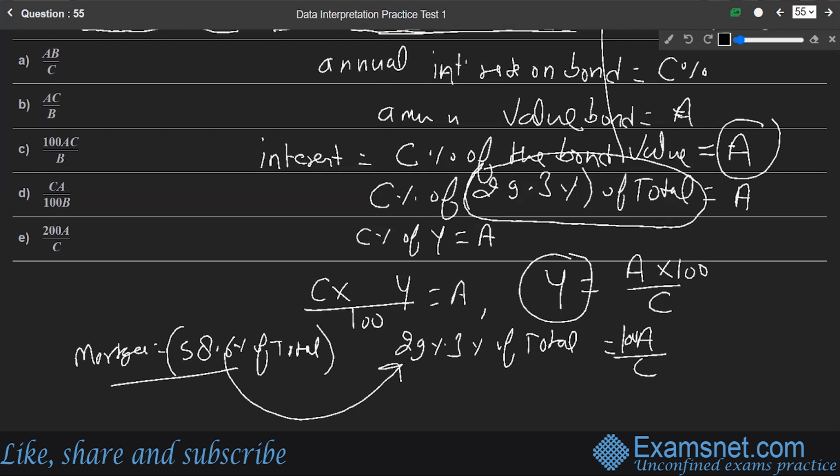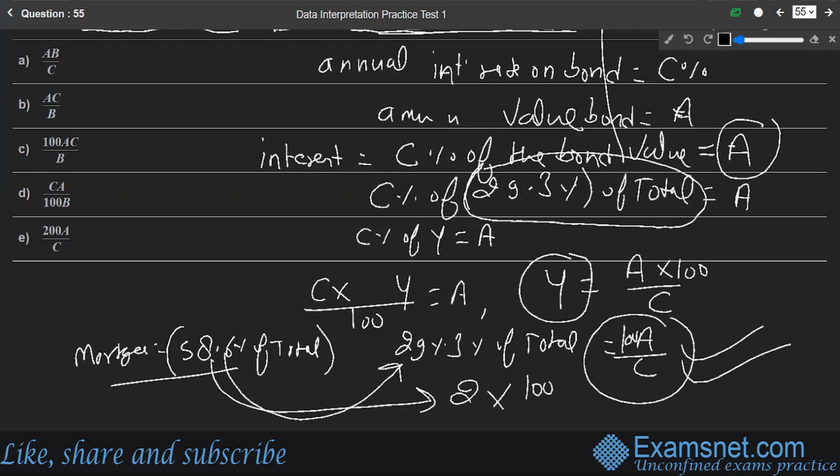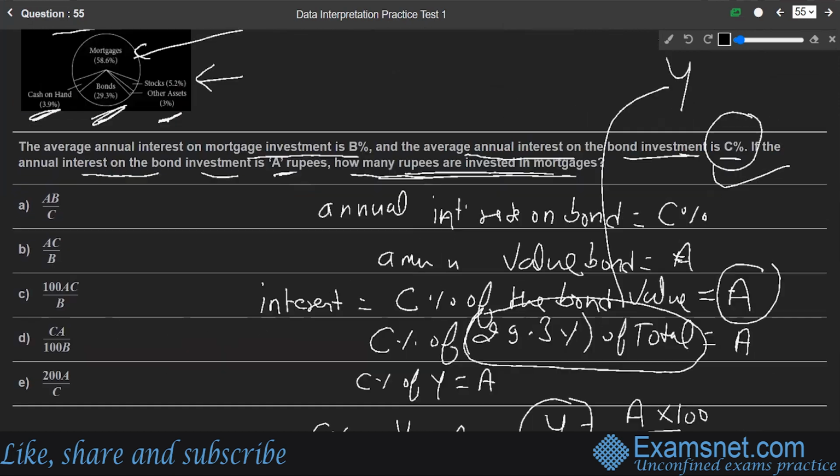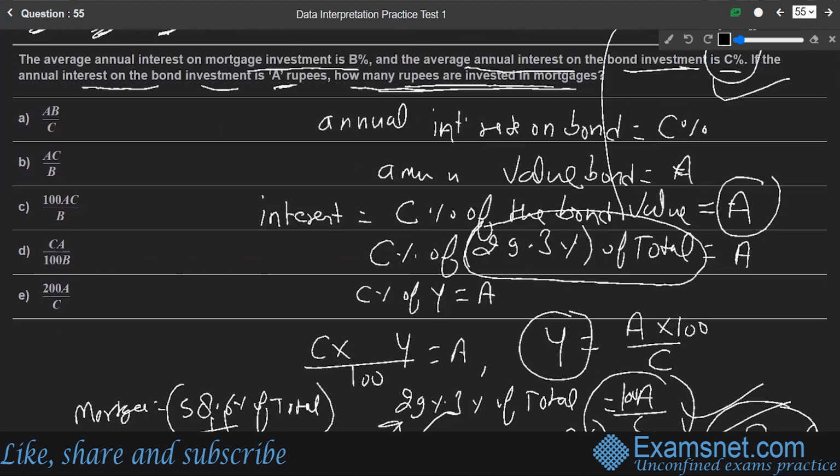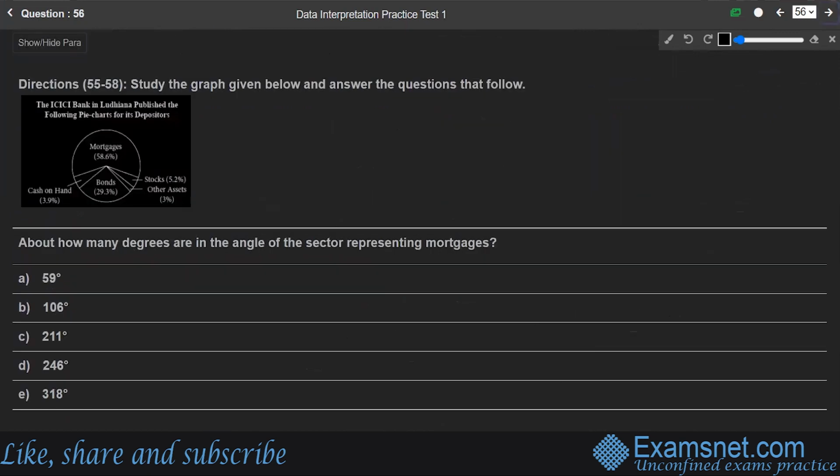How much is the amount of the bond? That is 100A by C. So how much should be the amount of mortgages? It will be double the amount invested in the bond. That will be 2 times 100A by C, which is nothing but 200A by C. So that should be the right answer. 200A by C is available in option number E, so E becomes the right answer.